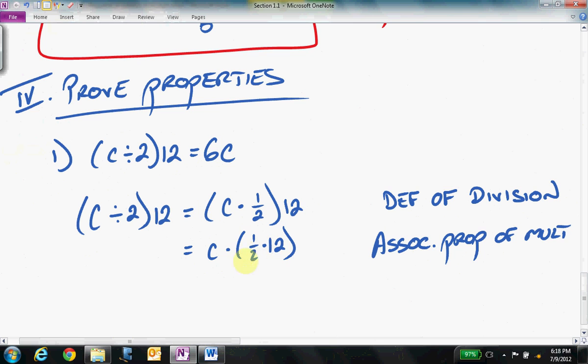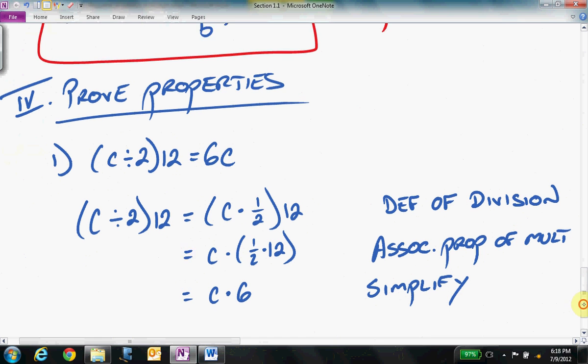Now, since I've got the numbers grouped together, I can evaluate them. And we know half of 12 is 6. So it's going to be c times 6. And that's basically just simplification. So we'll write simplify for our justification.